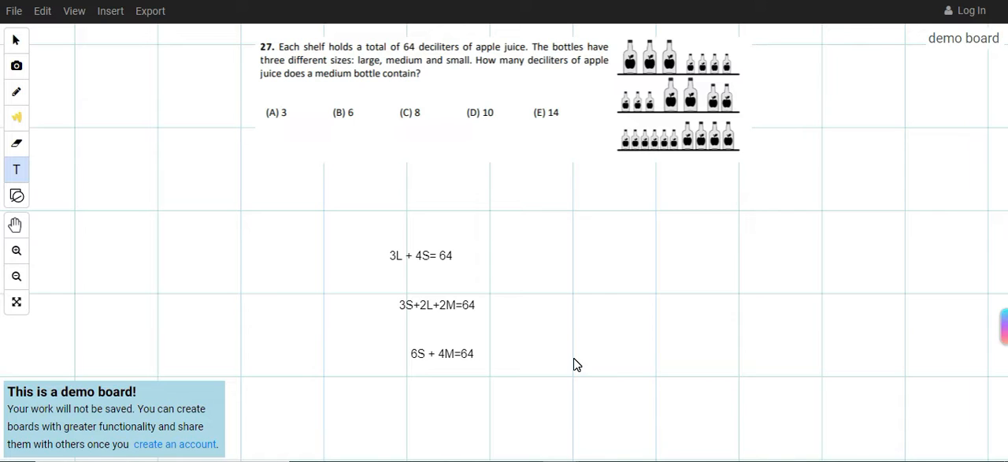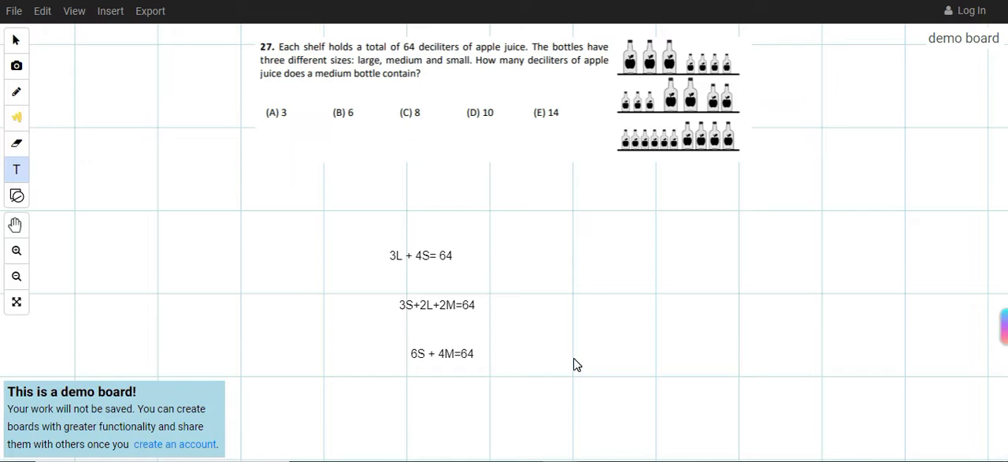So the goal in this problem is to find how much a medium bottle is. And we can do that perfectly easily and in a pretty fast way. What we can do here is set up systems of equations. If you don't know what that is, it's okay. It's basically when you have multiple equations and you try to solve for variables using them. For example, we could use the 3S plus 2L plus 2M equaling 64 to try and find the M.